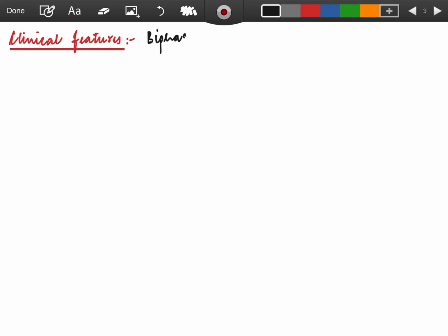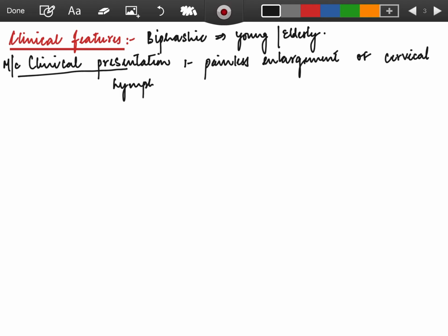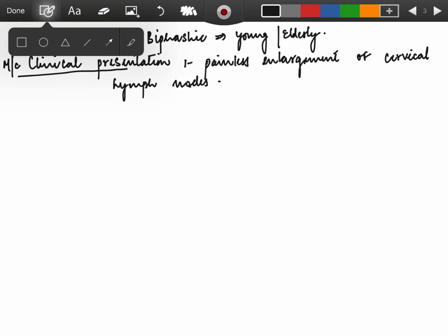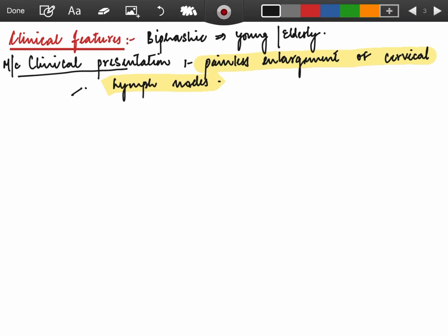So coming to the clinical features, it is biphasic in nature, that is the peak occurs in young and in elderly people. The most common clinical presentation of Hodgkin lymphoma is painless enlargement of cervical lymph nodes. The patient presents with painless enlargement of the cervical lymph nodes, or cervical lymphadenopathy. In the initial stages, it will be painless. There are also other features like those of malignancy.